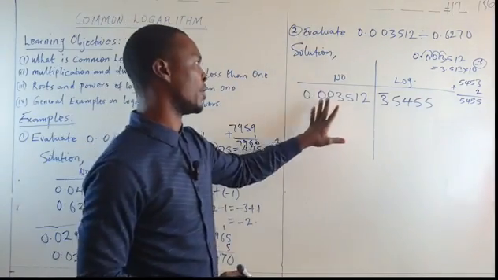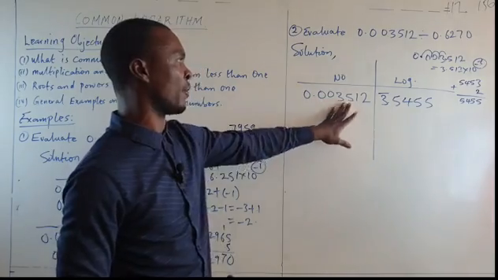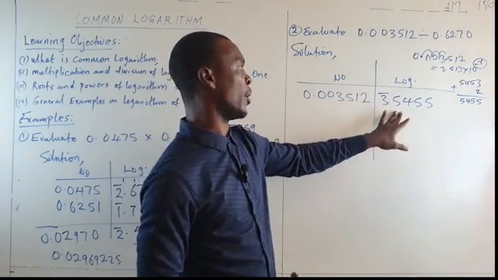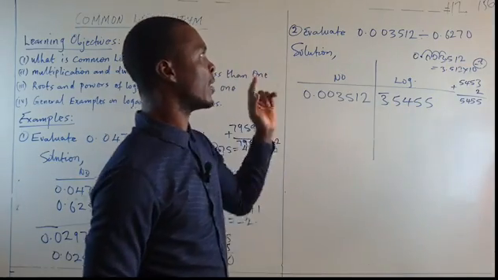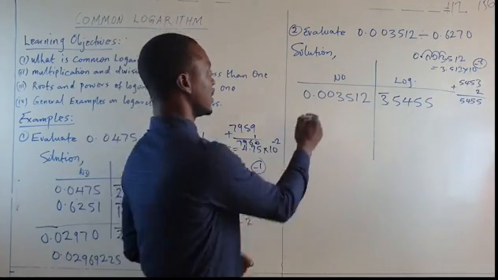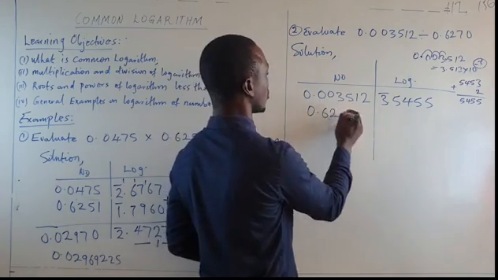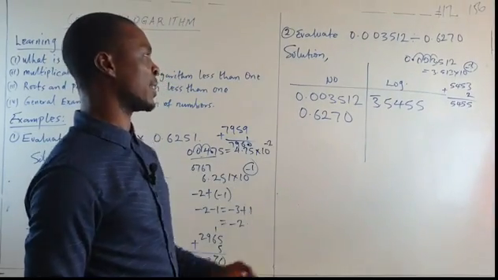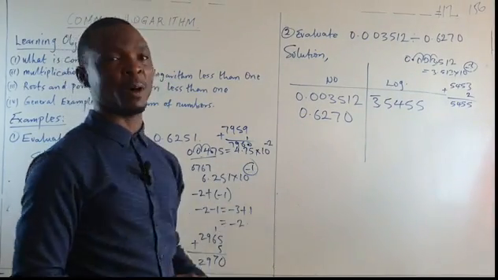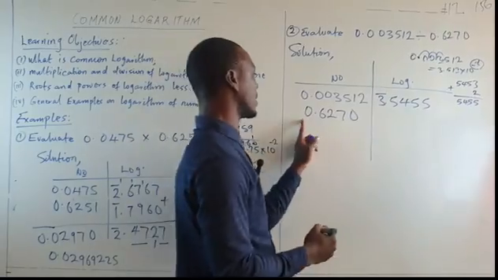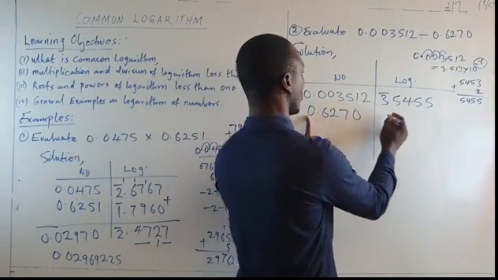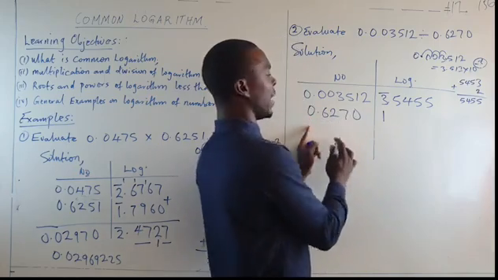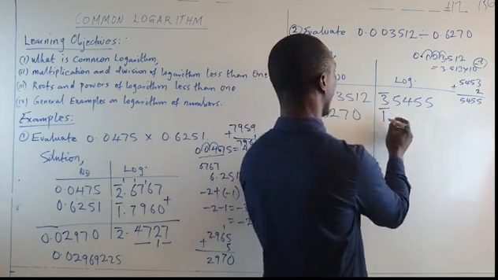The logarithm of 0.003512 is equal to about bar 3.5455. Then the second number is 0.6270. Just like the first number, express the number in standard form or count the number of zeros. So how many zeros do we have here? Just 1. So we have bar 1, since the number is less than 1.